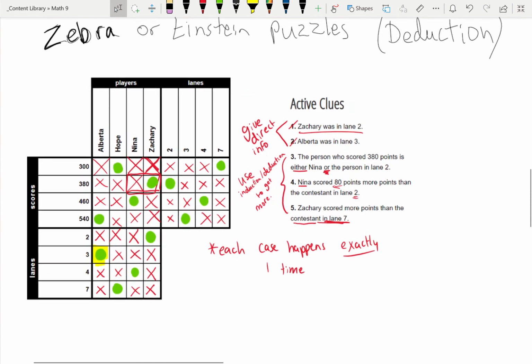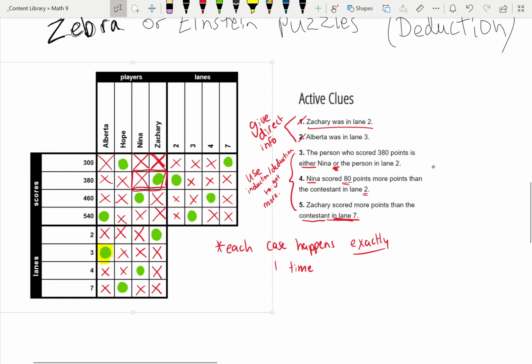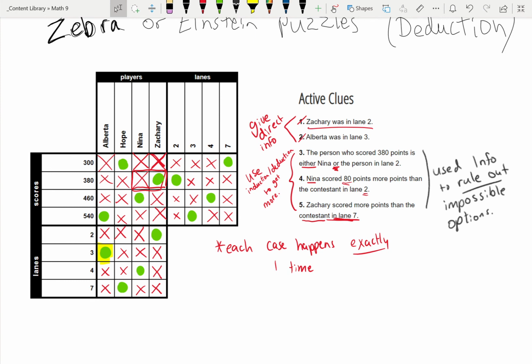So for these ones, notice what I did with some of these was I used the info to rule out impossible options. And this is a form of deduction. So for example, if Nina scored 80 more points than the contestant in lane 2, which I knew at this point was Zachary, that Nina would have had to have been 80 points above wherever I put Zachary. So those two pieces of information were linked, and then I also knew that Nina couldn't be the lowest scoring person.